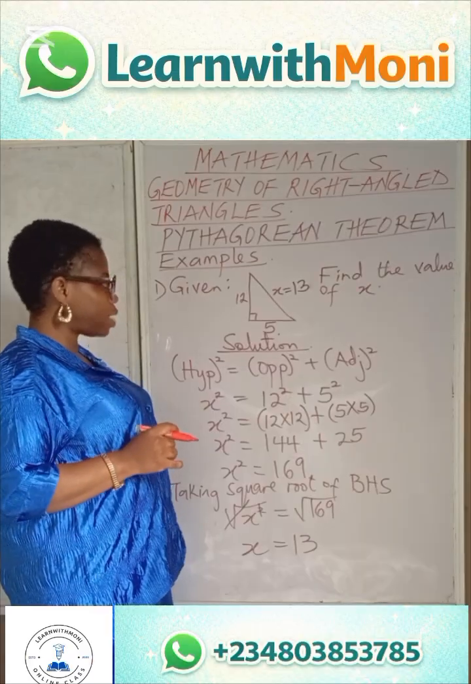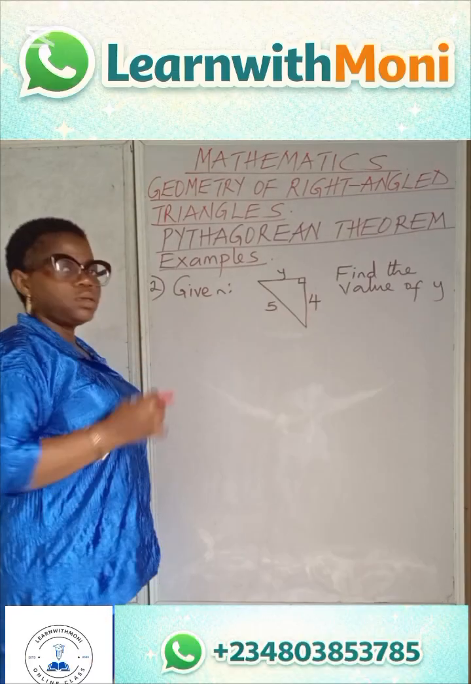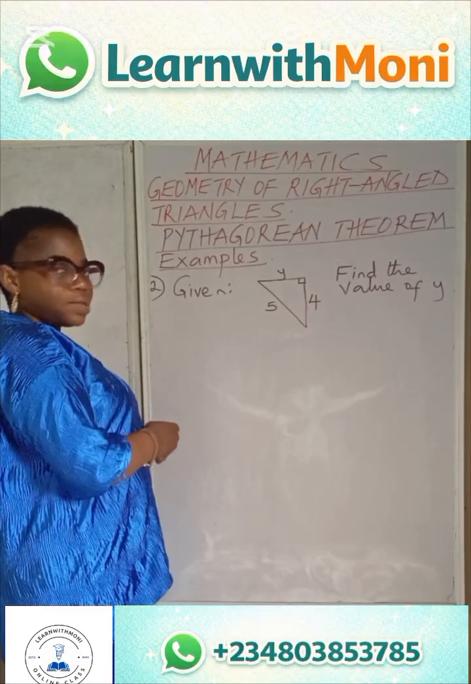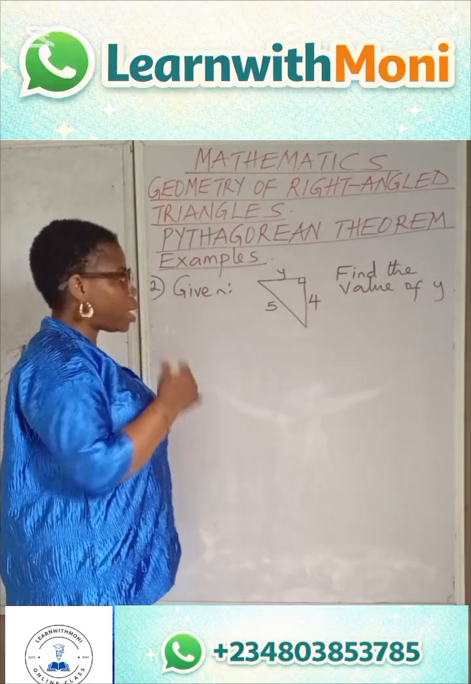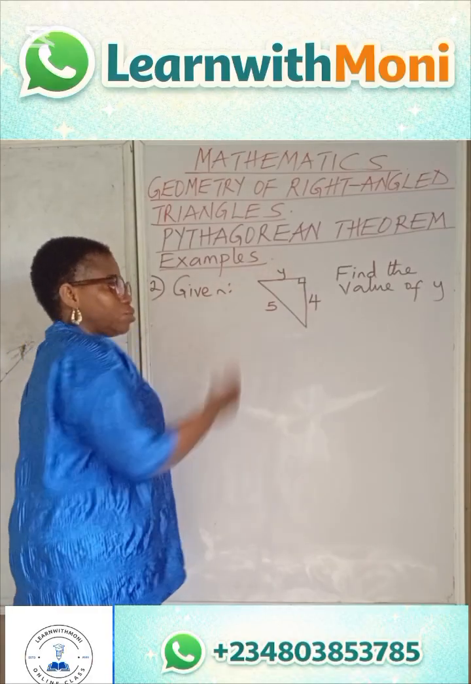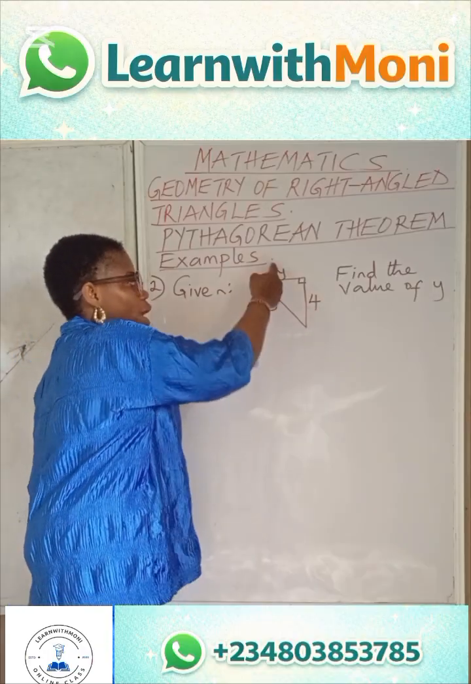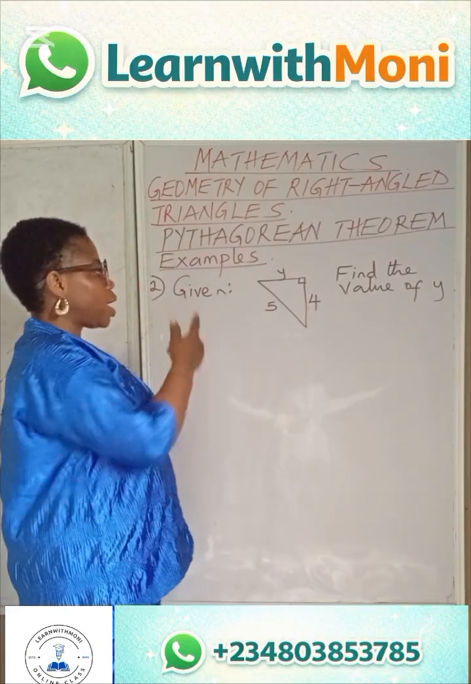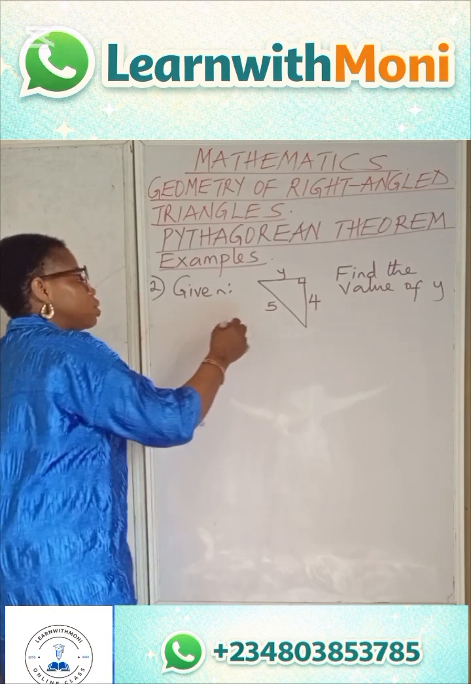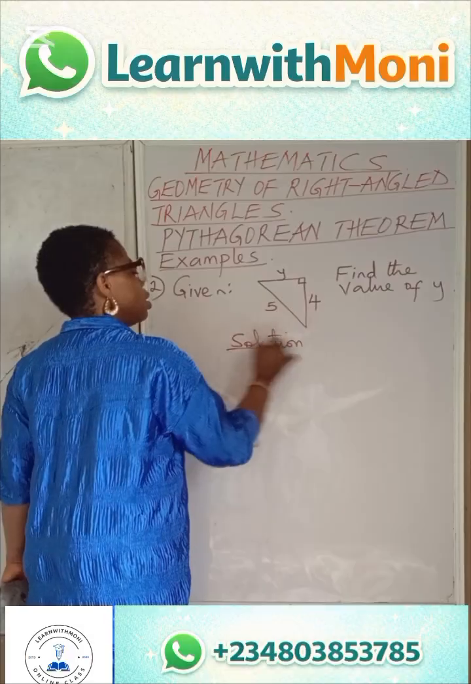That's settled. Let's take another example. This is another example under the application of Pythagorean theorem. We are given this right-angled triangle with sides 5, 4, and y, and we need to get the value of y. Yes, we are going to use the statement of the Pythagorean theorem.